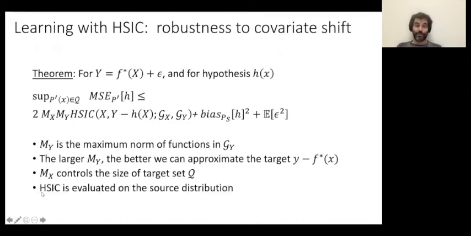And HSIC, just to be clear, is evaluated on the source distribution. Minimizing HSIC on the source spreads the losses in a bit of a different way than ordinary, let's say, mean squared error would. So we give even smaller subsets somehow more weight. We're more conservative, and that helps protect against these changes.